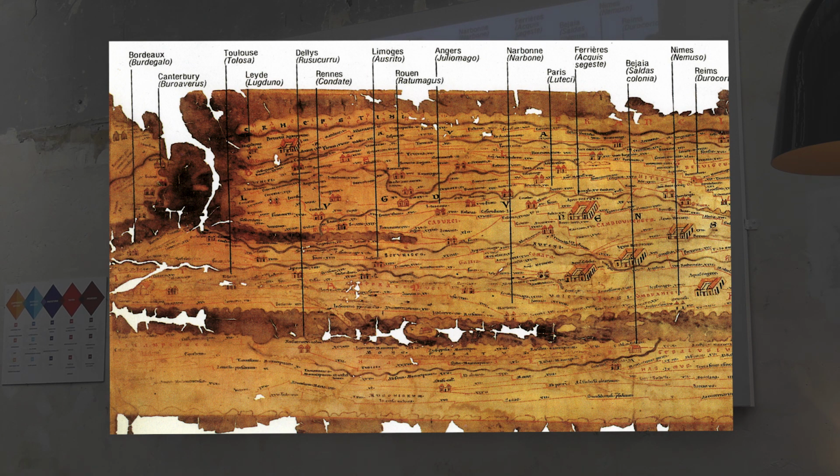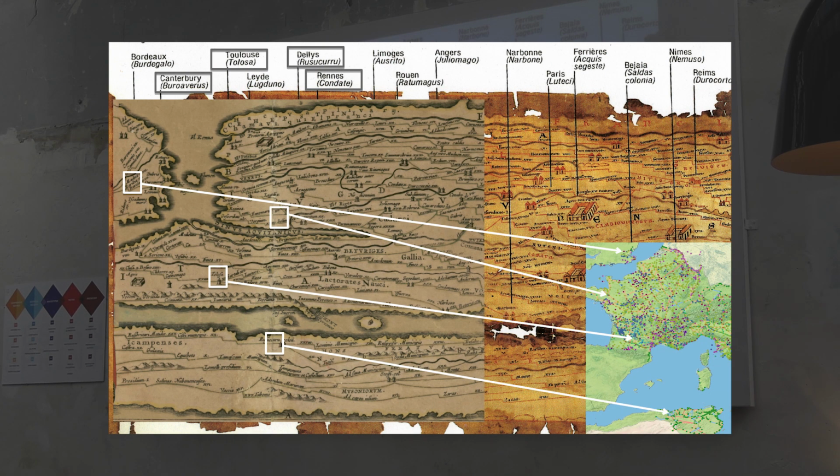So here's what the map looks like. Here's Canterbury in England. Here's Rennes in Brittany, Toulouse in the south of France, and Delos on the Algerian coast. So essentially they've compressed everything to fit it into 1 foot high. Right?